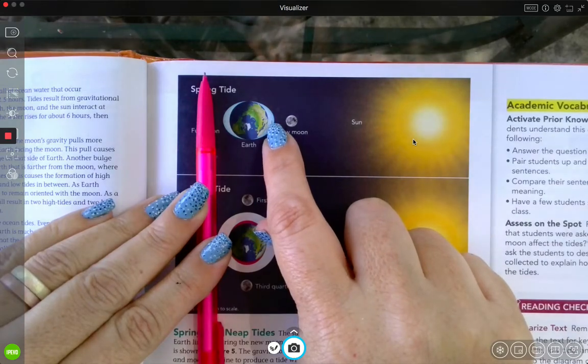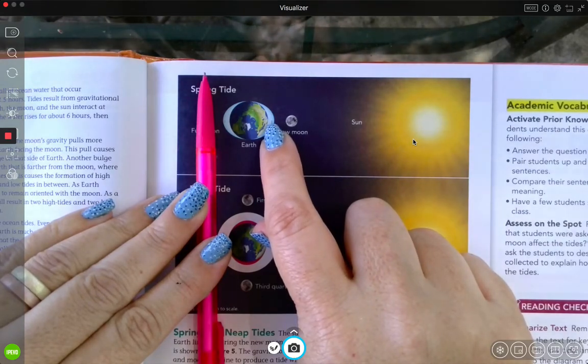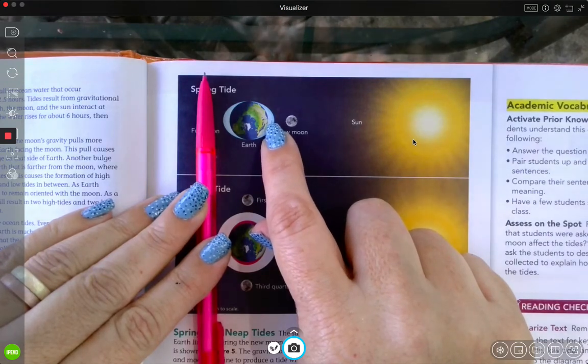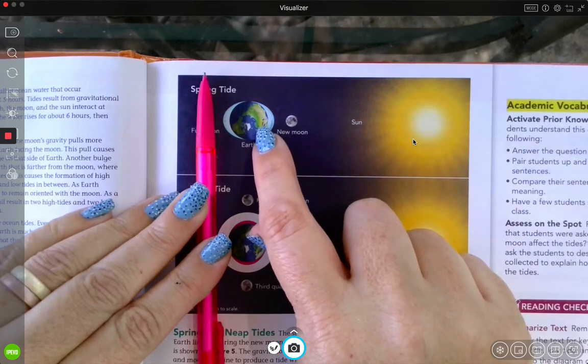So at one point you're going to be at high tide, 6 hours later you're at low tide, 6 hours later you're at high tide, and 6 hours later you're at low tide. So it's the Earth's rotation that is the reason we have two highs and two lows in a 24-hour period.